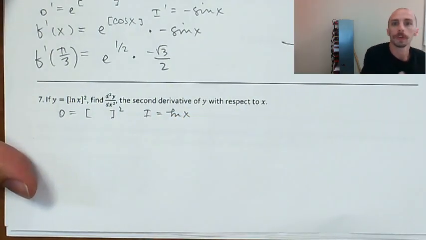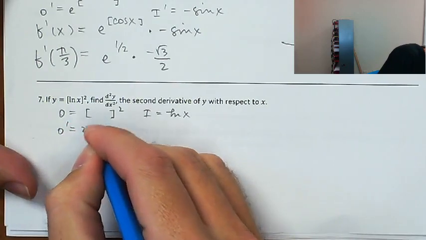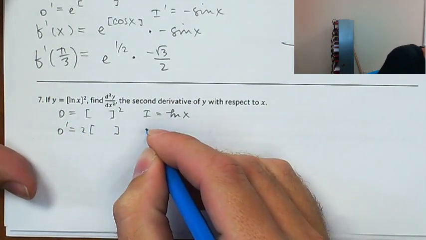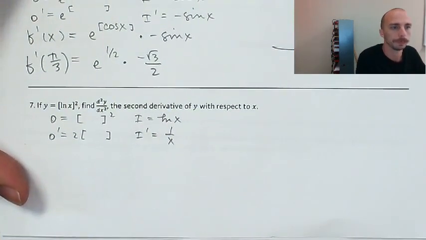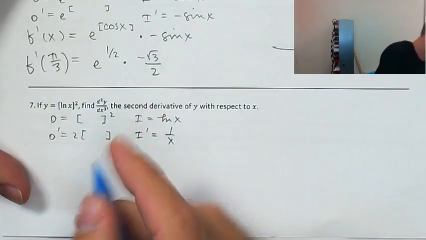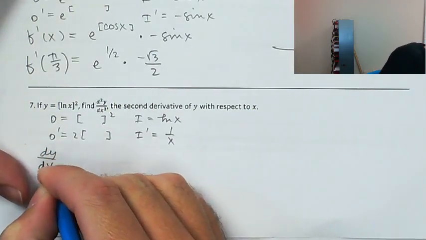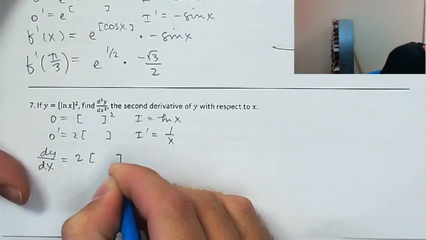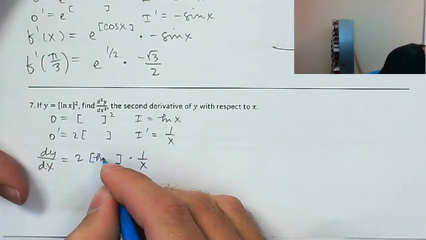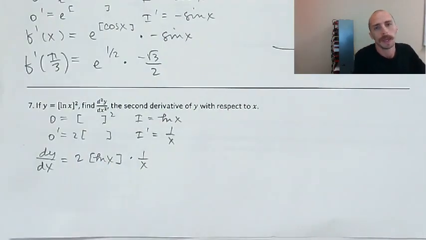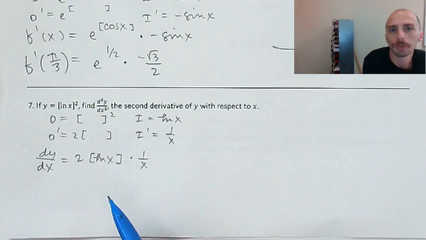Okay, so if the outside is this thing squared, then outside prime is 2 times that thing to the first, and inside prime is 1 over x. I just lost my, I was zoned out. dy/dx, the first derivative, is going to be 2 times something to the first times 1 over x. And whatever goes in here is what went in there originally. That's log x.